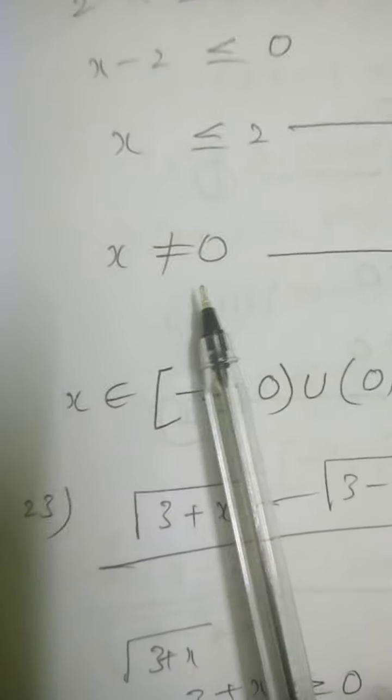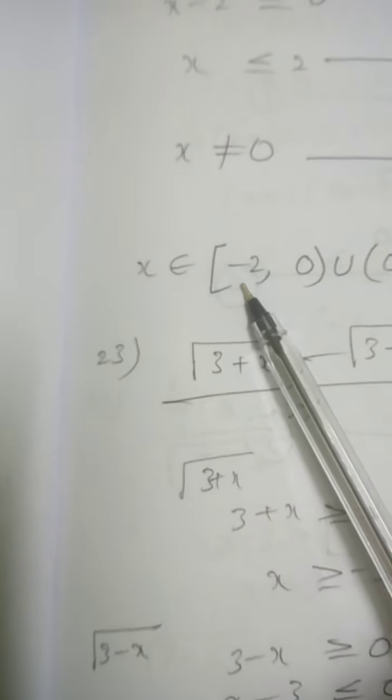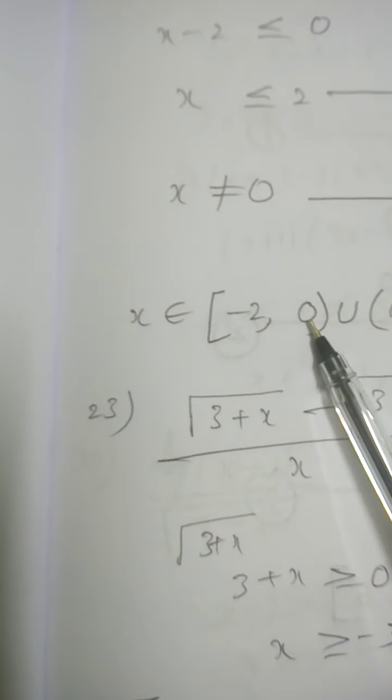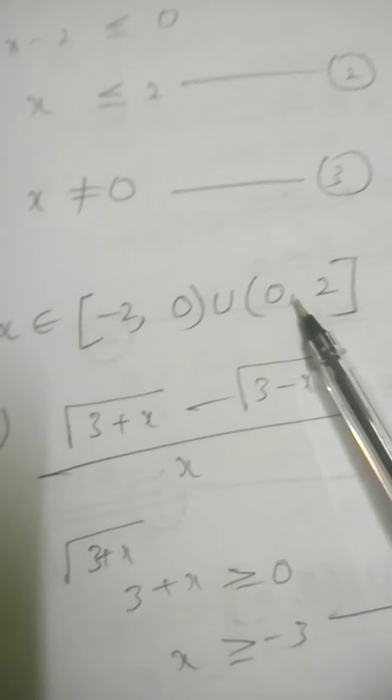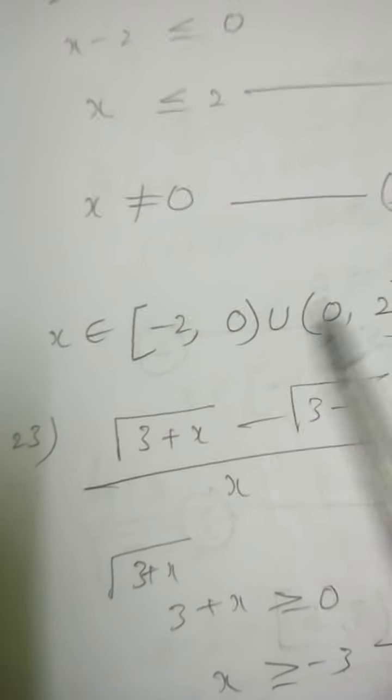And x is not equal to 0, denominator. So when we combine both of them, first is telling x greater than or equal to minus 2 and 0 is not there. So minus 2 to 0 union 0 to 2. 0 you should exclude. So you will write open interval.